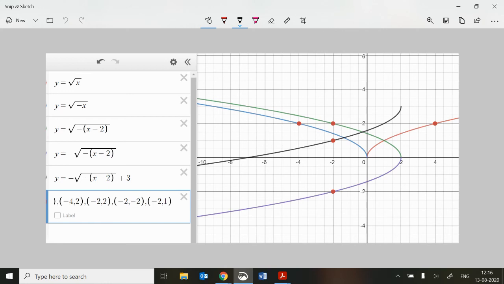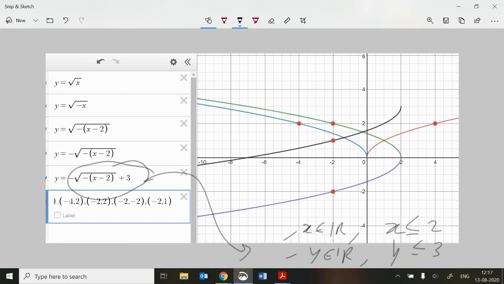And you can see that for the black graph, we're only getting x numbers, we're only allowed to put in x numbers which are 2 or less. x is less than or equal to 2. And for the y numbers for the black graph, we're only getting answers which are below 3. So y is less than or equal to 3. So we can say x belongs to the real numbers and y belongs to the real numbers under these two conditions. And that's how I would finish off my function at the end there. Once I've stated this function, I would then say, here are my conditions to be complete with this function.